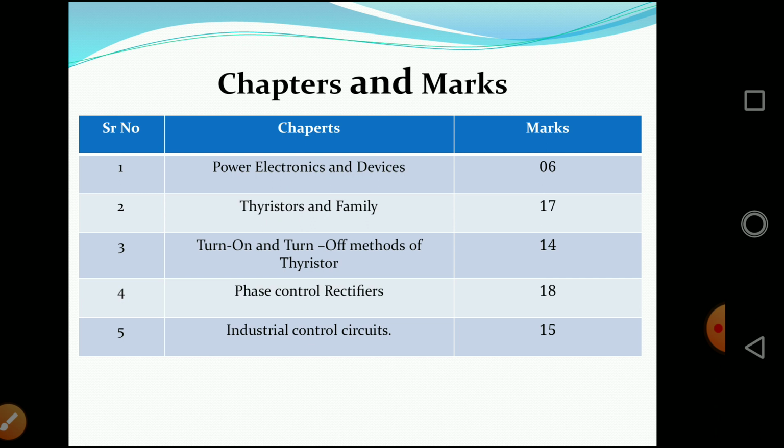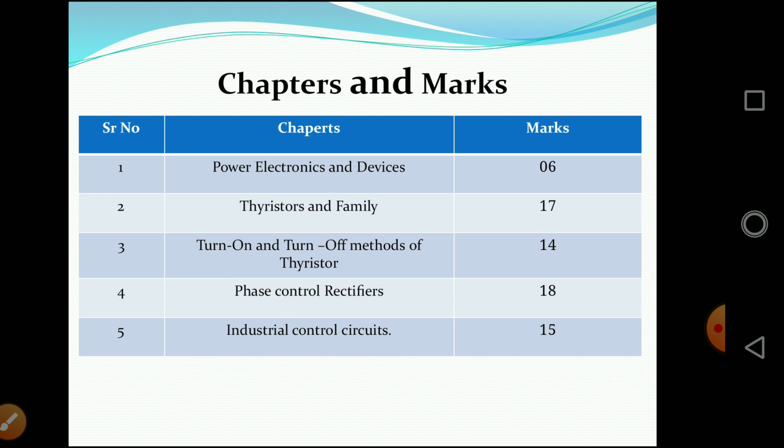Next, the second unit is thyristors and family. In the second unit, we get the knowledge about different types of thyristors, their constructional structure, working, what their VI characteristics are, and what the applications are.